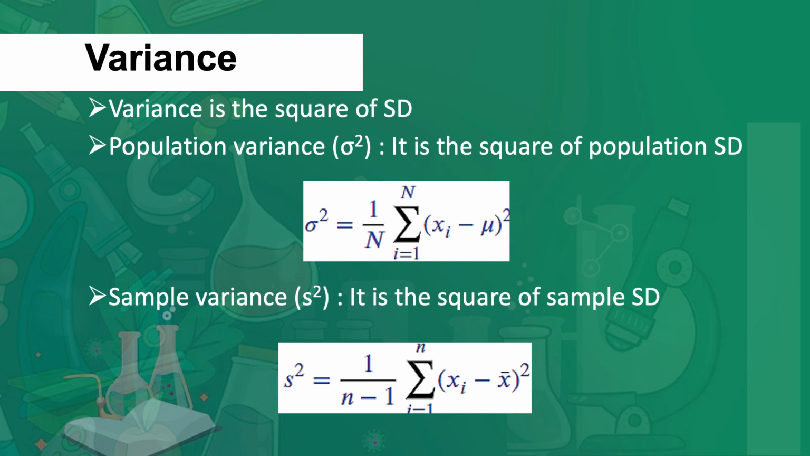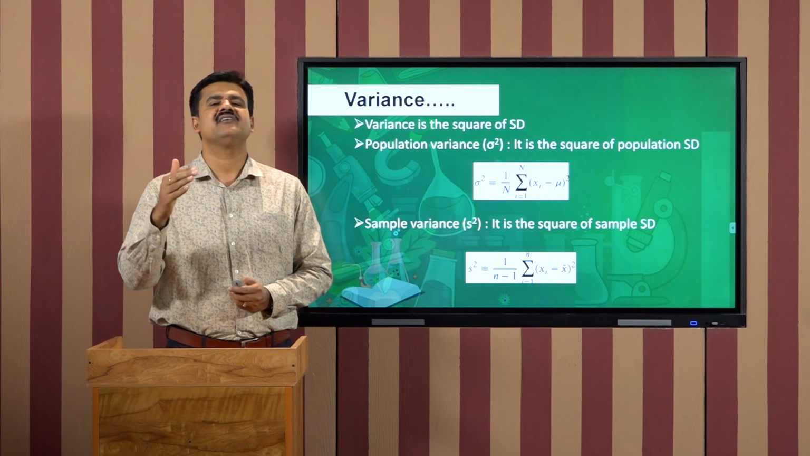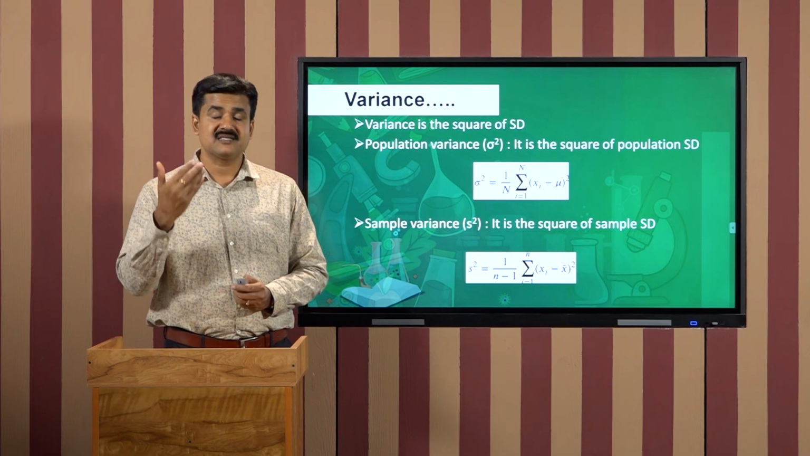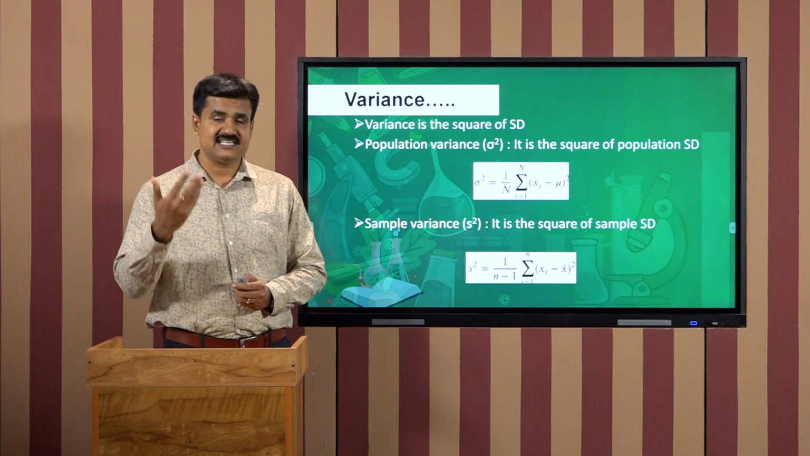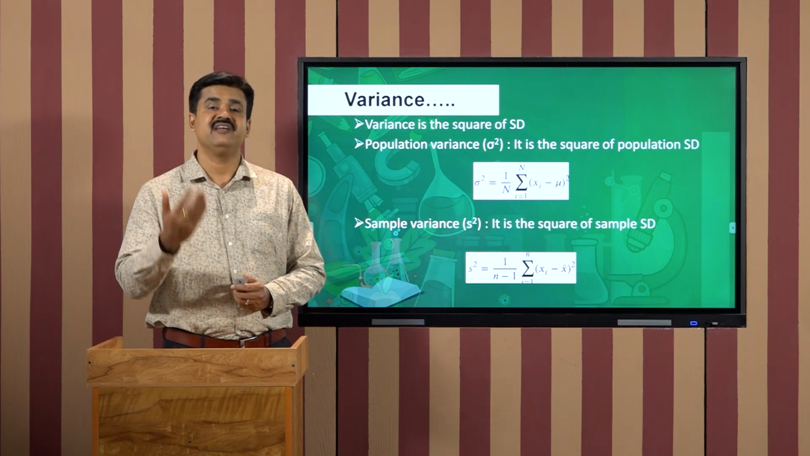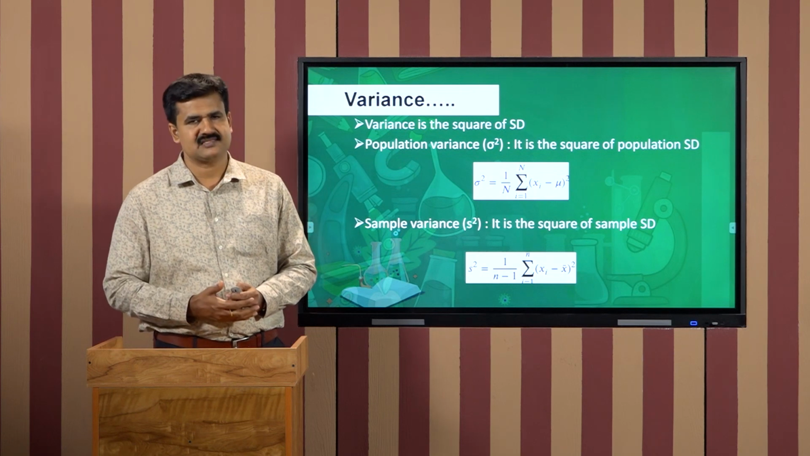Sample variance is the second type of variance, and it is the square of sample standard deviation. We know about the expression of sample standard deviation. Take the square of which gives us the sample variance S square. That is, S square is equal to 1 by n minus 1 into sigma xi minus x bar square. In chemistry, where the number of measurements are comparatively less, we commonly use the sample standard deviation for standard deviation purpose and sample variance for variance purpose.